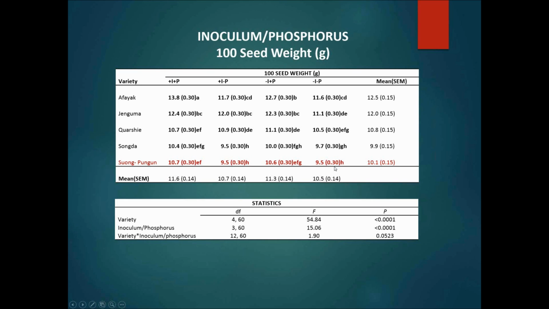For 100 seed weight, there was an interaction. Slightly, the statistics for interaction of variety and inoculum or phosphorus was 0.05, and my P was 0.05. Even though this is slightly above, I consider that there's an interaction. So we see that phosphorus, the treatment, has had an influence across the board with the varieties, with Apayak with phosphorus and inoculum coming up pretty high compared to Songda with the controls.